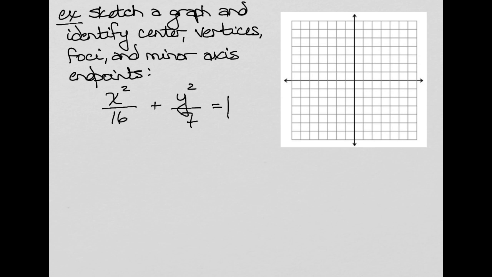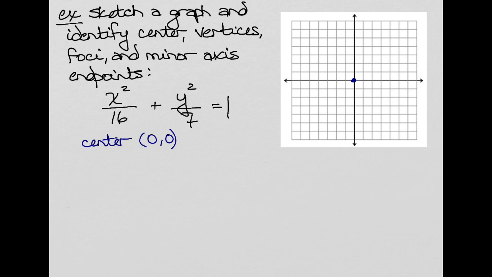Some things to notice right off. The center of this ellipse is (0, 0), because I don't have any kind of constant with either x or y that's going to shift that around. So my center is at the origin. So I have 1 point. That's nice.